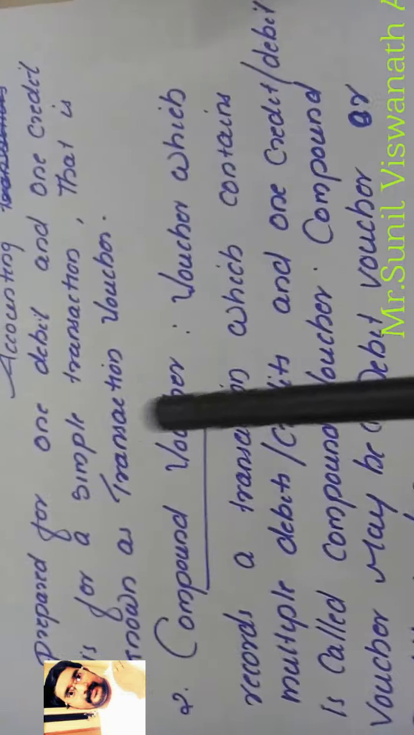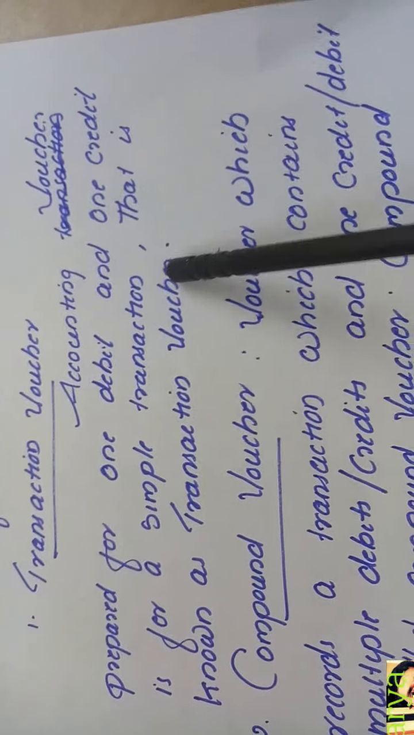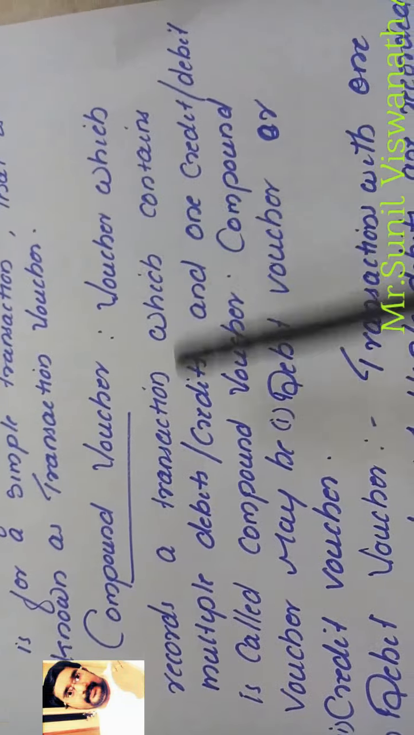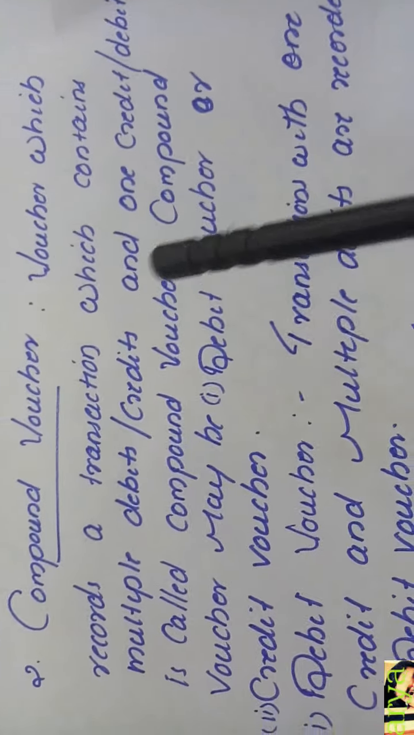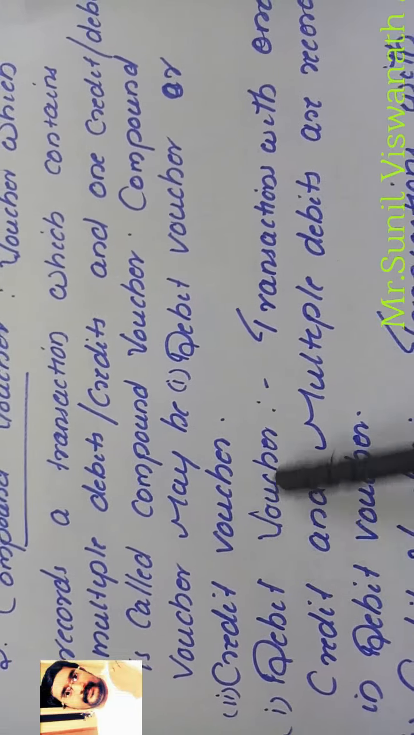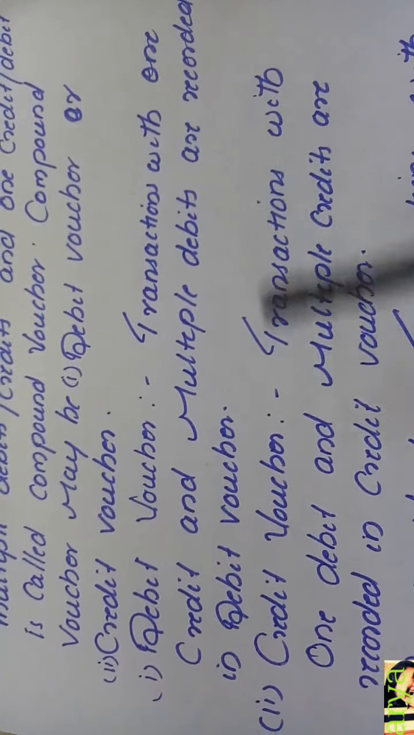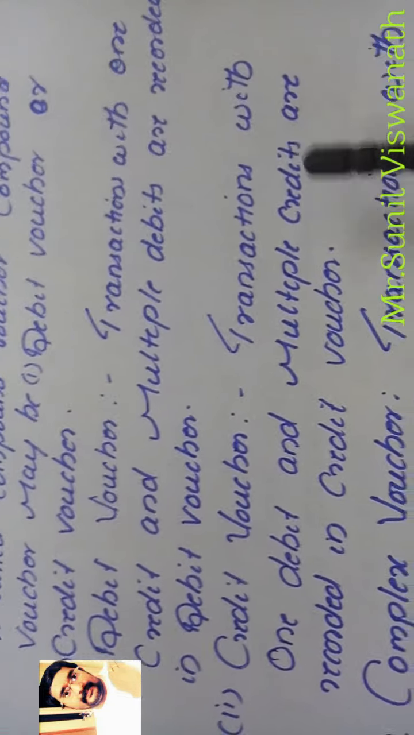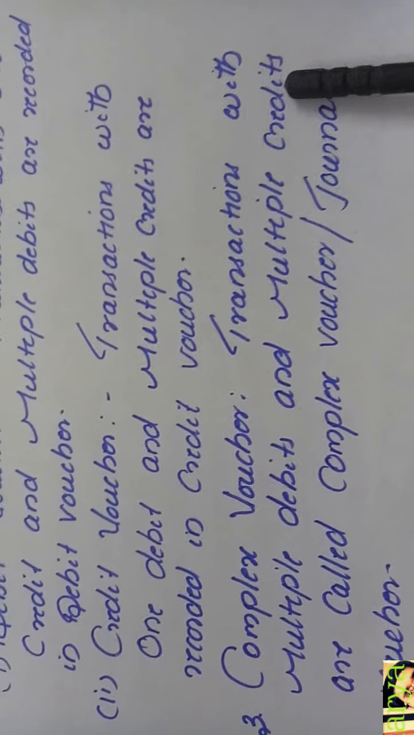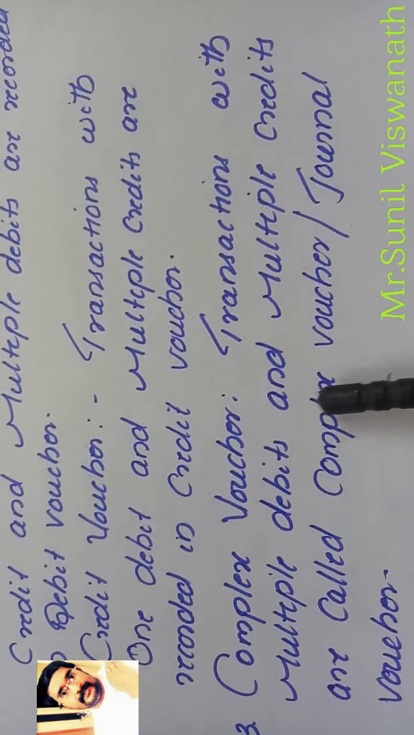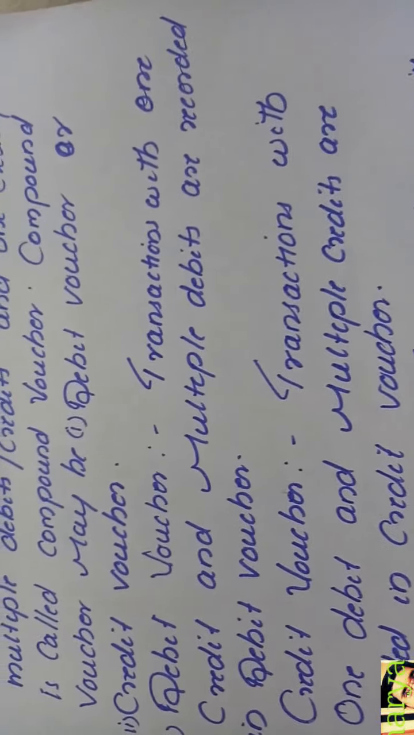Once again, in a transaction voucher we record only one debit and one credit, for simple transactions. In a compound voucher we record multiple debits and one credit, or multiple credits and one debit. It can be of two types, debit voucher and credit voucher. In a debit voucher it will be one credit and multiple debits. In a credit voucher it will be one debit and multiple credits. In a complex voucher, transactions with multiple debits and multiple credits are recorded, and it is also known as a journal voucher. These are the different types of vouchers.